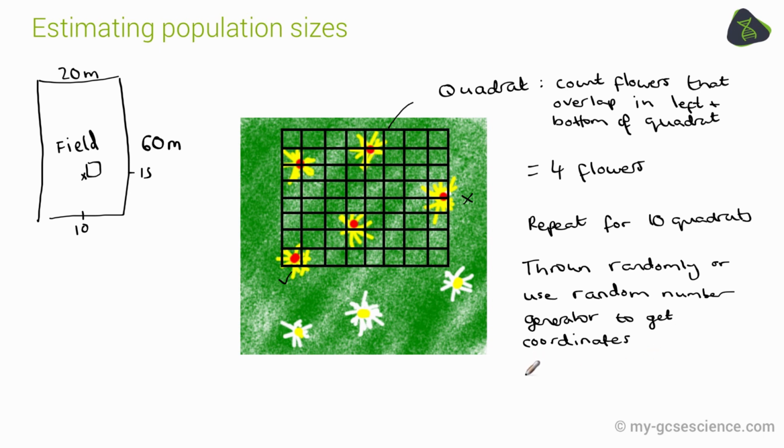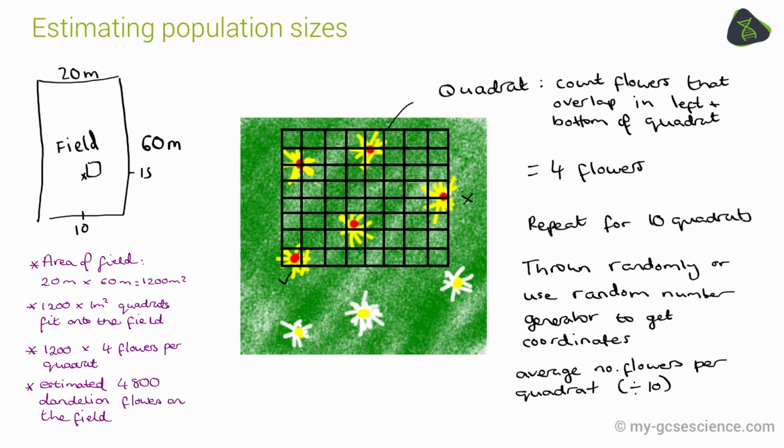Once you've done your 10 repeat counts in your 10 randomly placed quadrats, you add all the dandelions counted together and divide by 10 to work out the average number of dandelions per quadrat. So if the field measures 20 metres by 60 metres, its area would be 1,200 metres squared. The quadrats are 1 metre squared quadrats, so therefore we would be able to fit 1,200 of these quadrats onto the field. Rather than counting all the dandelions in every single one of those quadrats, we could do a 10 quadrat sample and use that to estimate.